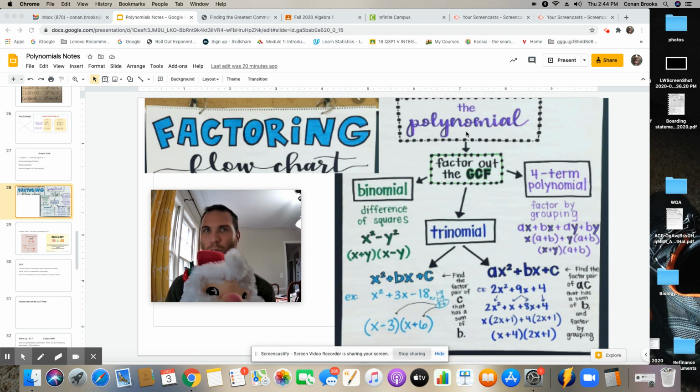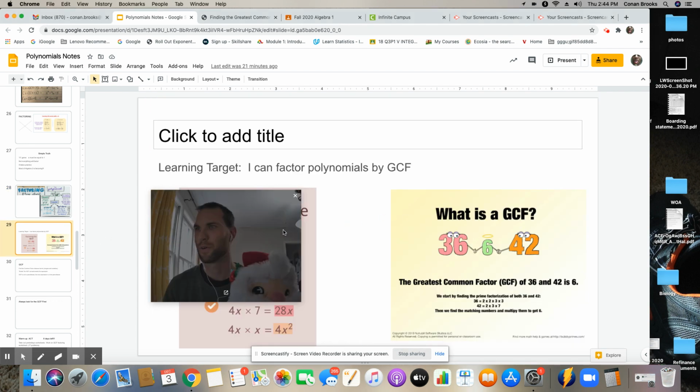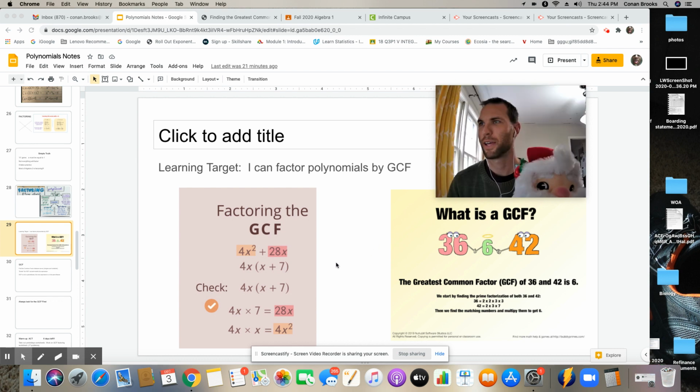The first thing you want to do when you get a polynomial you need to factor is to try to do the GCF, all right? It is probably the most important. It is the most important factoring you'll do. Okay, so your learning target today is I can factor polynomials by GCF.